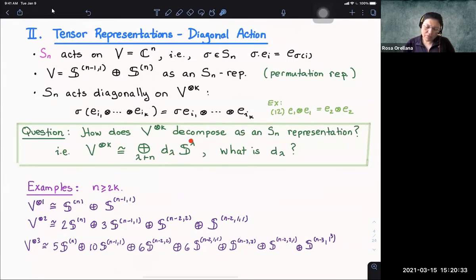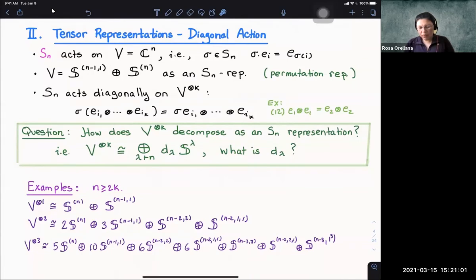I know that there is this lambda, which is like a tableau with boxes. It has n boxes in this case because it's an Sn representation. But then, what happens here? So here are some examples. And for these examples to make sense, I'm assuming that n is greater than or equal to 2k. Otherwise, some things will not be partitions.